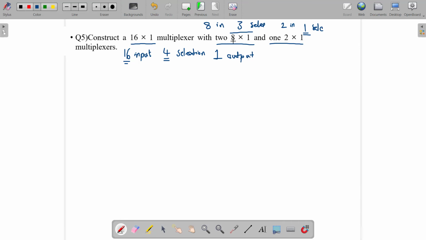Using the inputs of the multiplexers, because we will use 2 multiplexers, we will have 16 inputs for producing this one. At the end, because the output of the 2 by 1 is 1, we can produce this one as the output. Now it means that I have to design this circuit in this form.